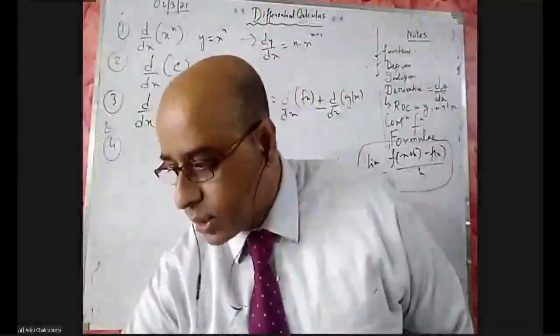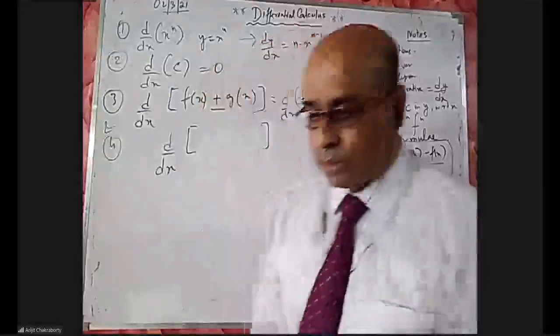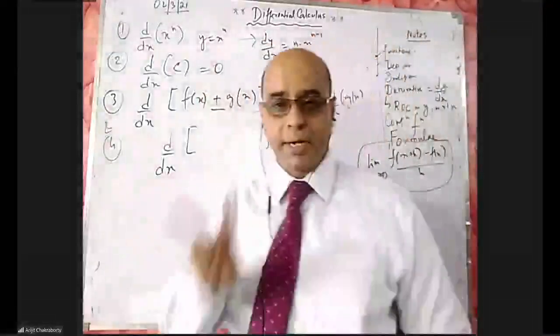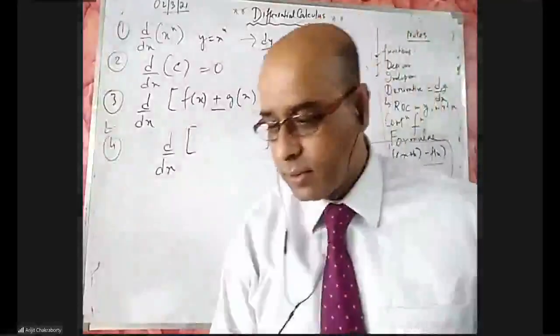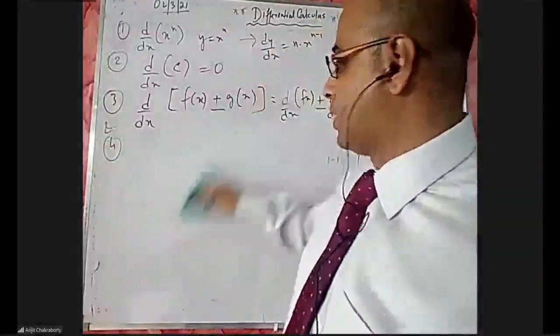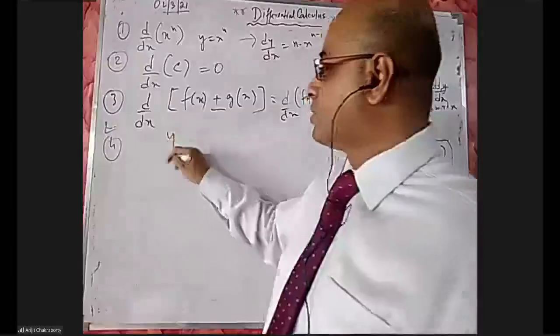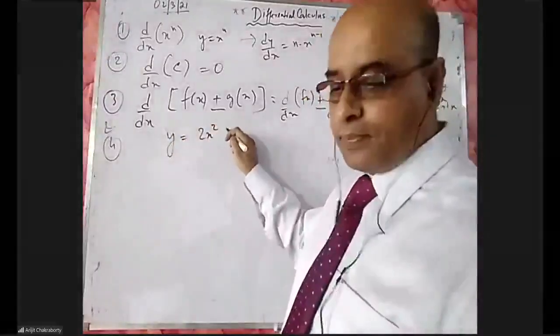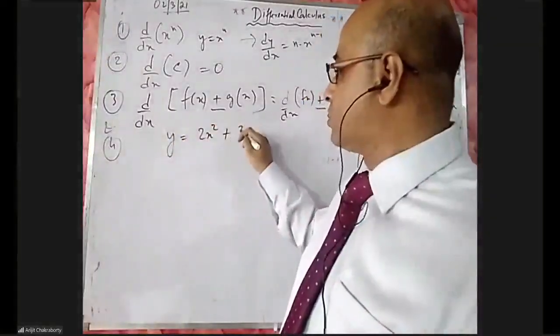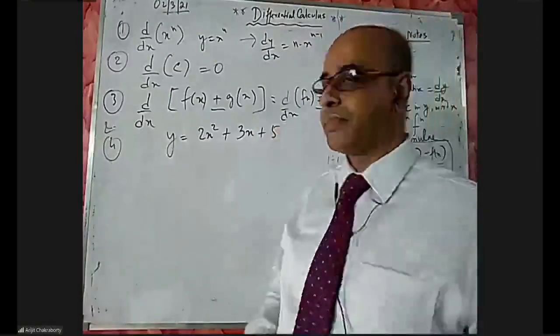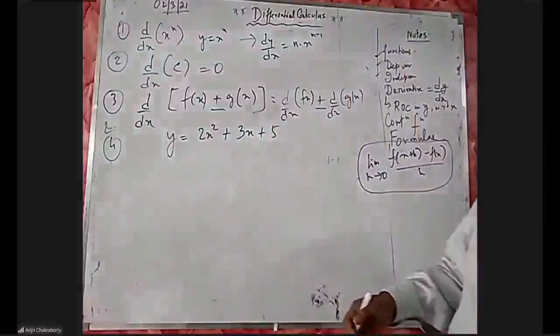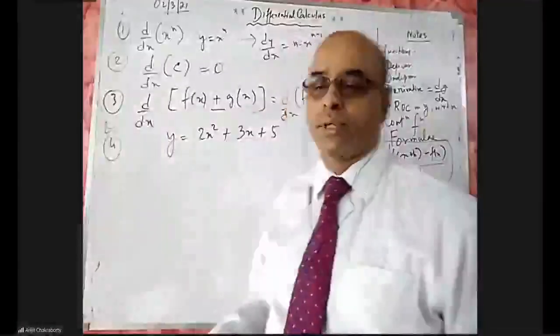So I'm taking an exam question. Okay, I'll take 2 exam questions. So y is equal to, fine, let's try it out. y is equal to 2x square plus 3x plus 5. You have to find the differential coefficient.